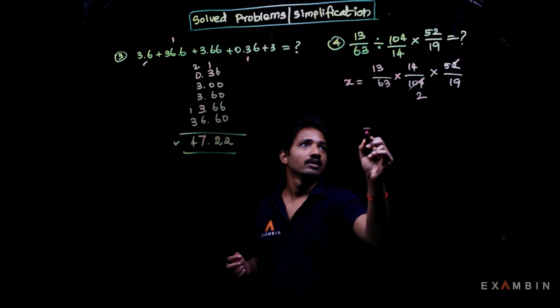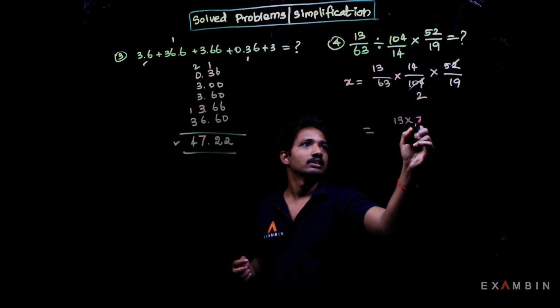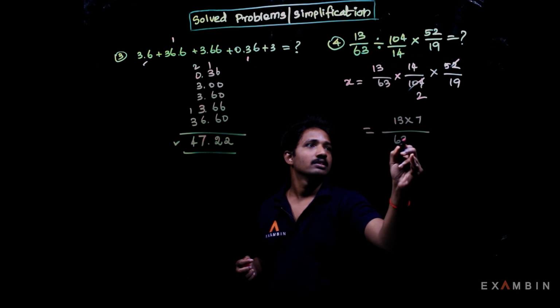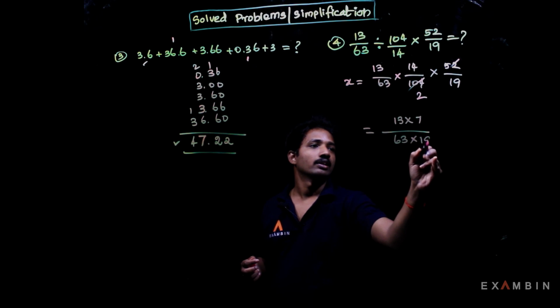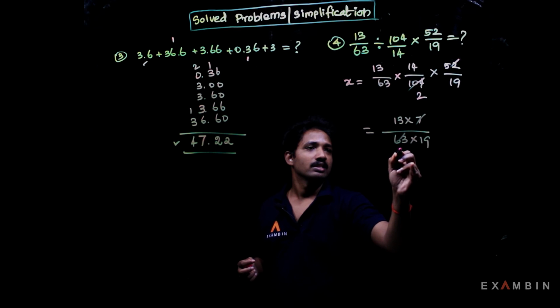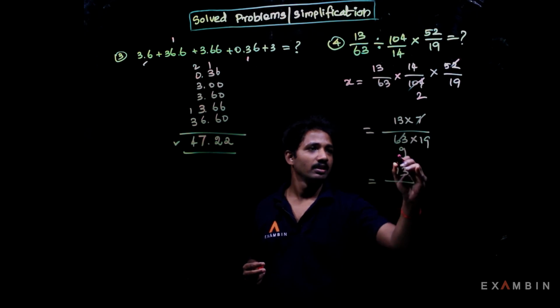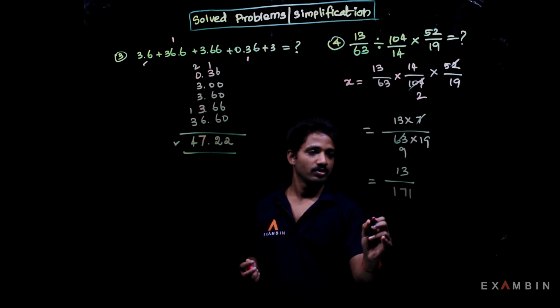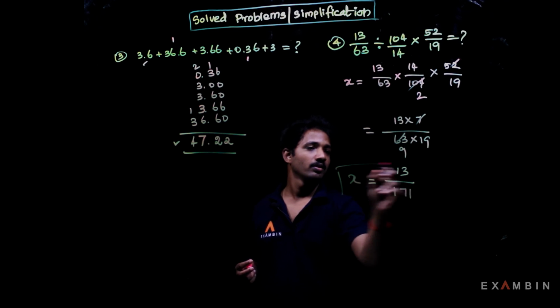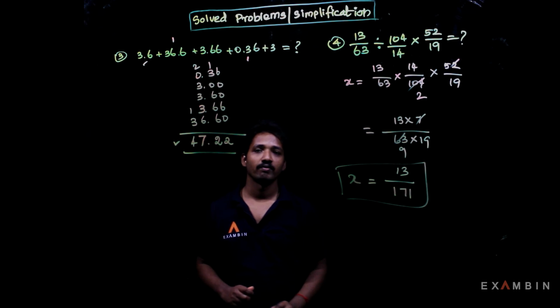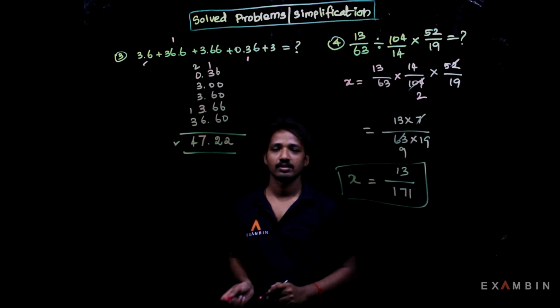It's 7. So 13 into 7 divided by 63 into 19. 1 7 and 9 7s are 63. Then 13 divided by 9 into 19. 19 into 9 is equal to 171. So the answer would be 13/171. We will move to the next set of examples.